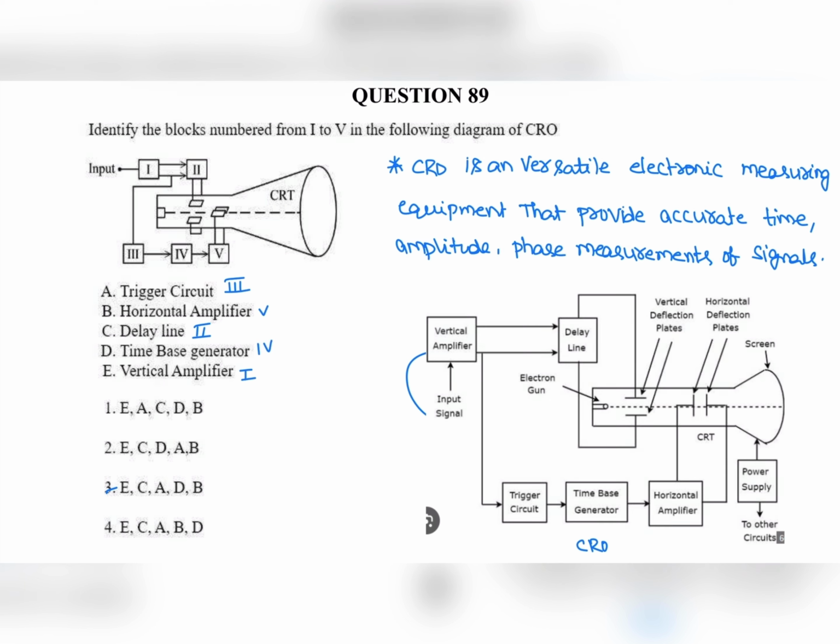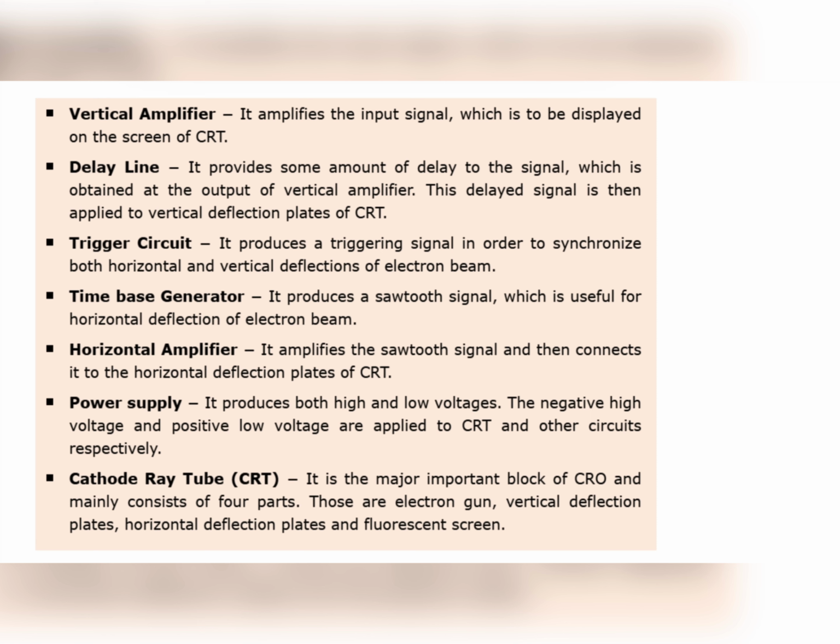Let us see some more points. The vertical amplifier amplifies the input signal which is displayed on the CRO screen. The delay line provides some amount of delay to the signal. Next is the trigger circuit. It produces a triggering signal to synchronize both the horizontal and vertical deflection of the electron beam.